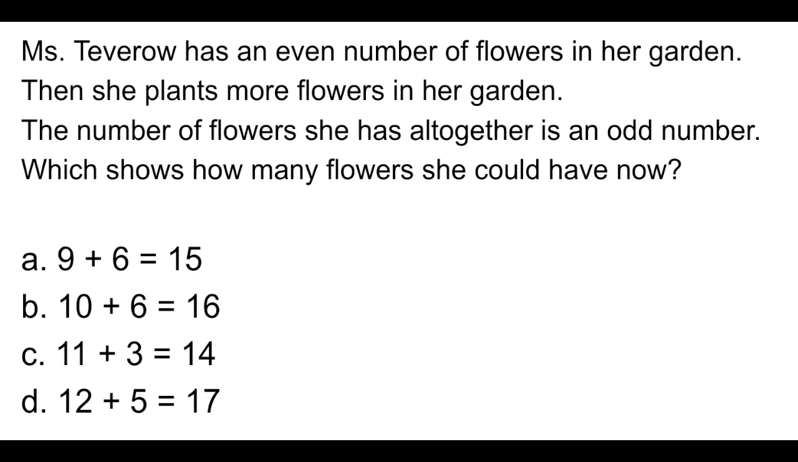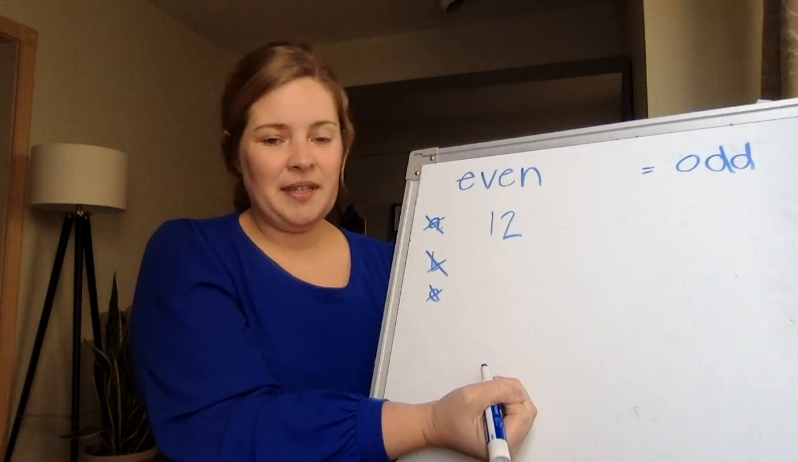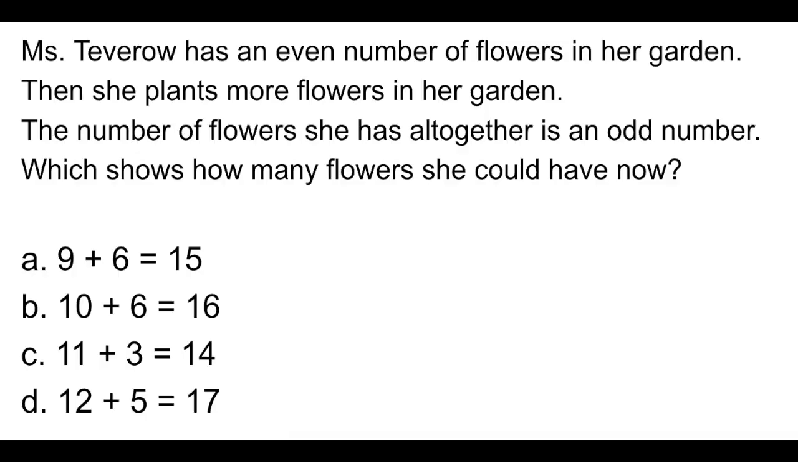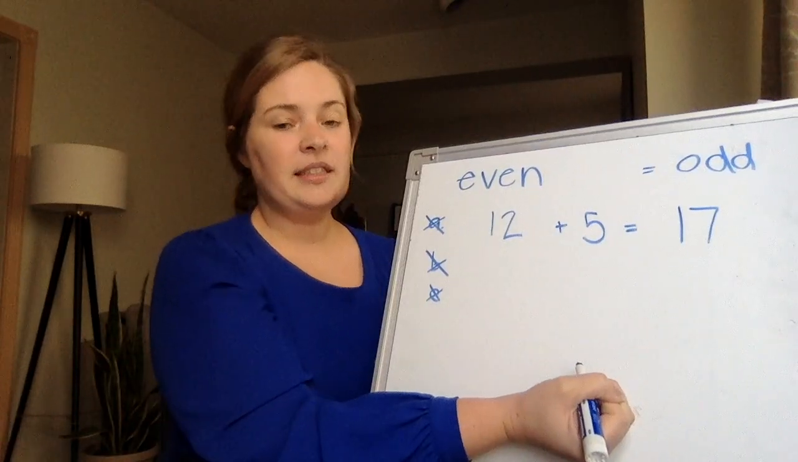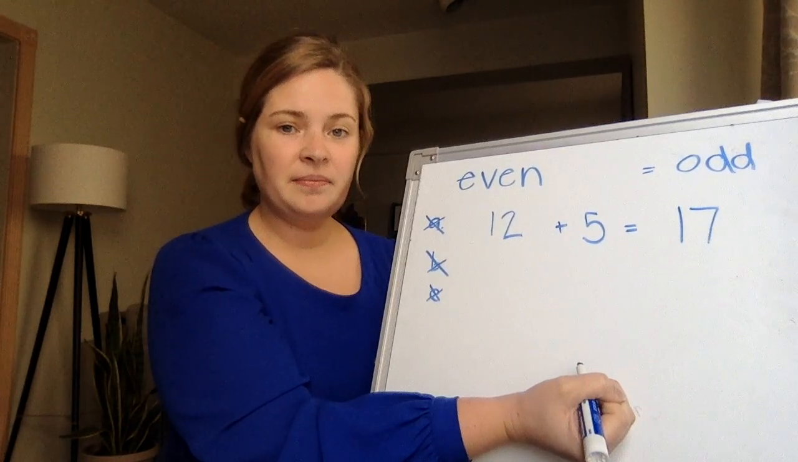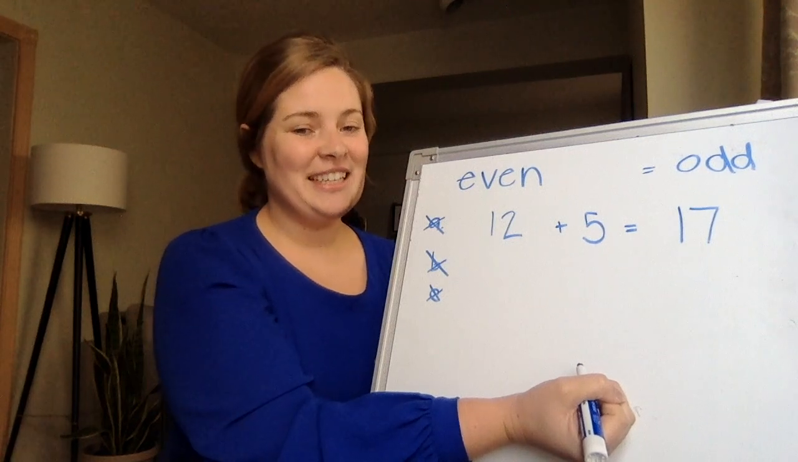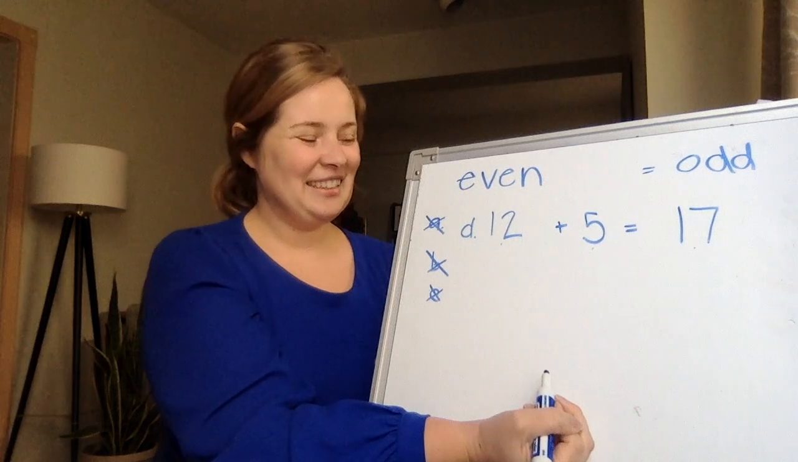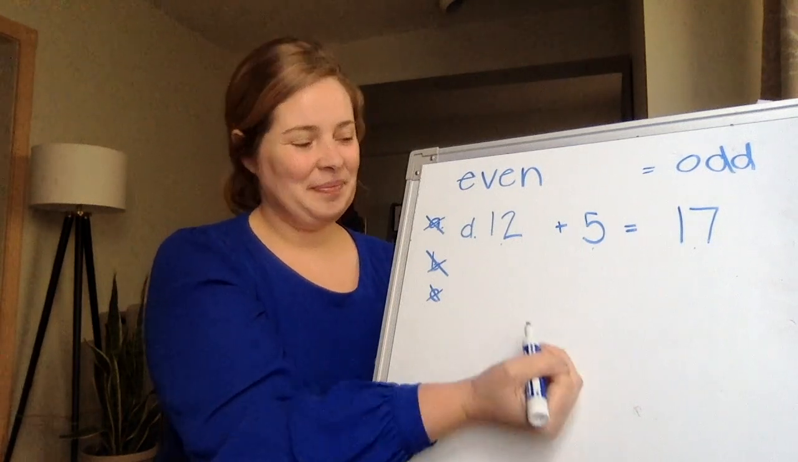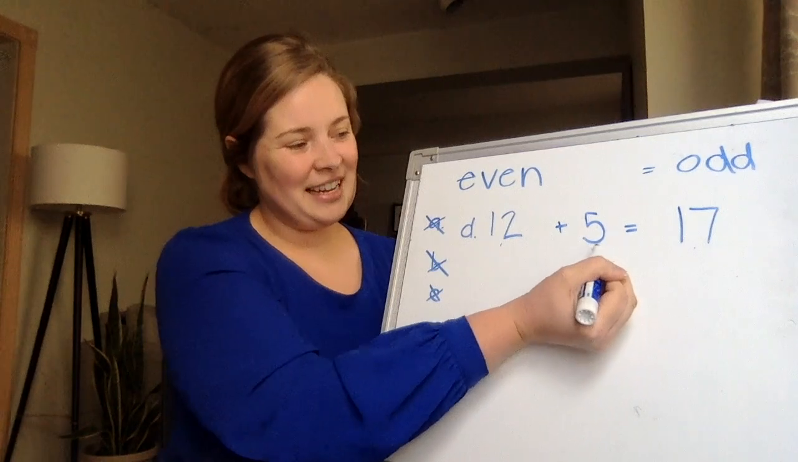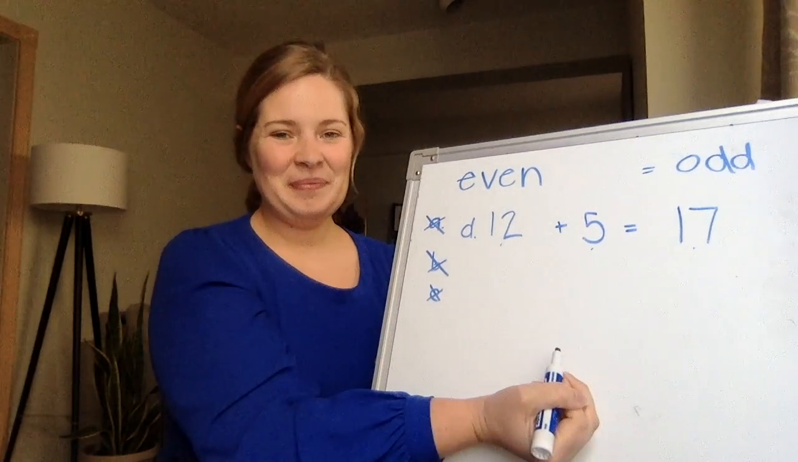D starts with the number 12. Is 12 an even number? Yes, 12 is an even number. She plants more flowers in her garden. The number she has altogether is an odd number. Is 17 an odd number? Yes, 17 is an odd number. So D is our best answer. Even plus odd equals odd. Good work, my friends.